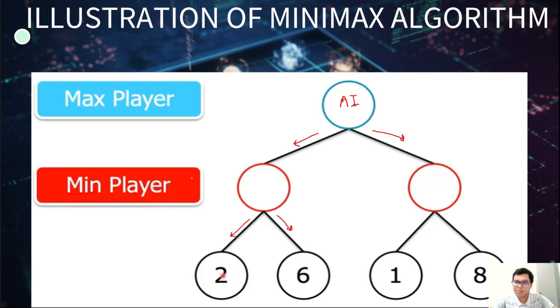He is working to minimize my score. My score means the AI score. So he will definitely choose this 2. So this comes out to be 2. The value of this comes out to be 2 because he chooses the minimum of these.